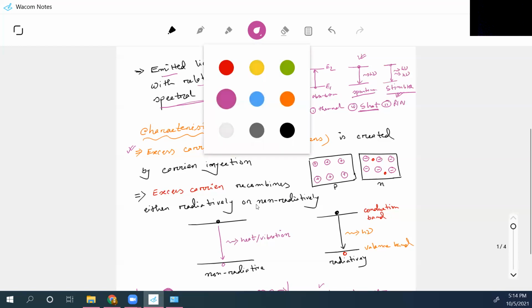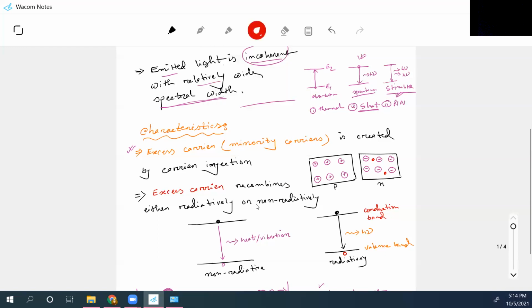What is the minority carrier? In P, electron. The minority carrier, the numbers are very low, quite insignificant, like 1 to 2% maximum. So they are called the minority carriers, or in other way, they are also called excess carrier.